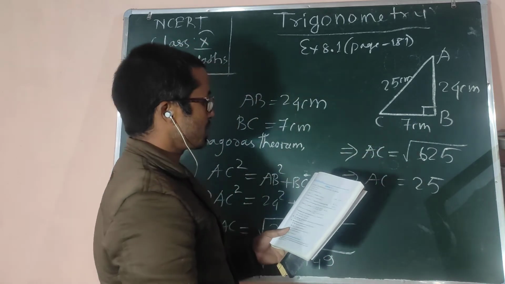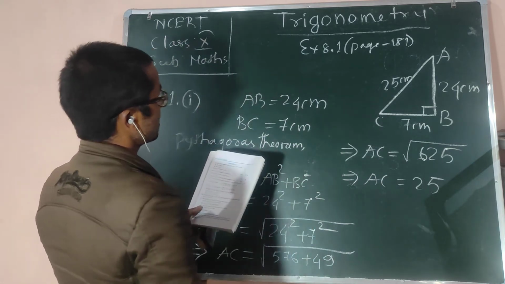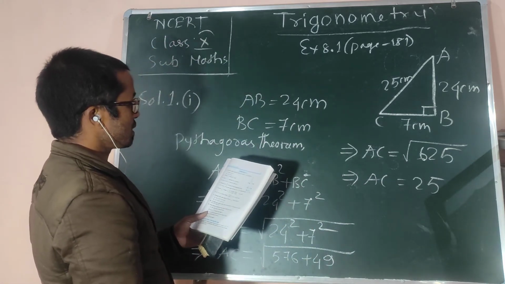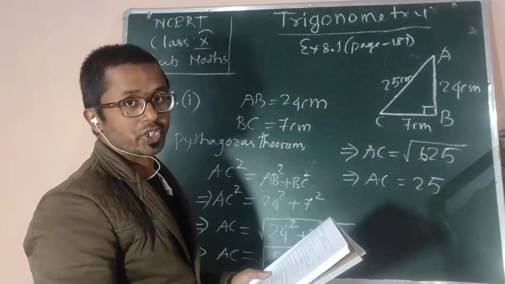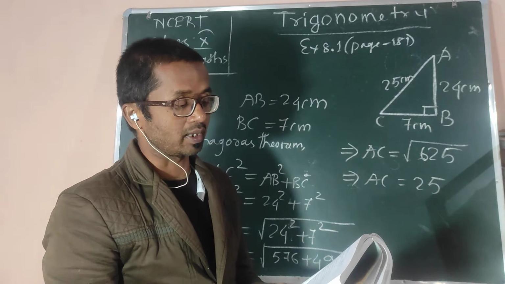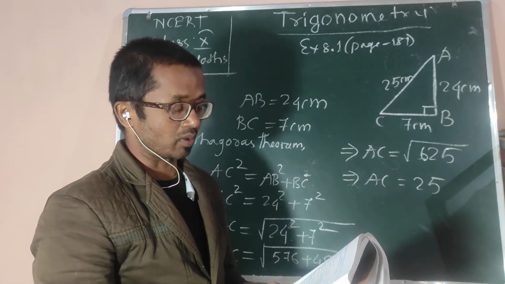Then find the other ratios. Here it is given: sin A, cos A, sin C, cos C, we have to find out. So I am not writing the questions. Questions are already there in the book. Just match the exercise and the question in your textbook.